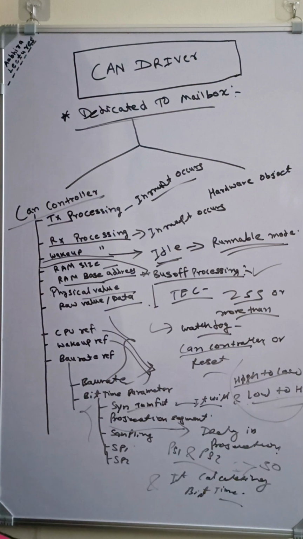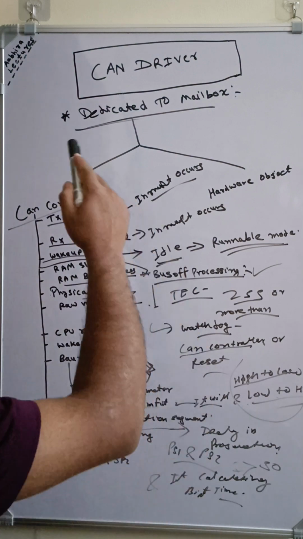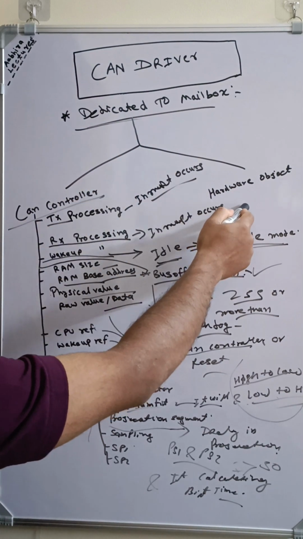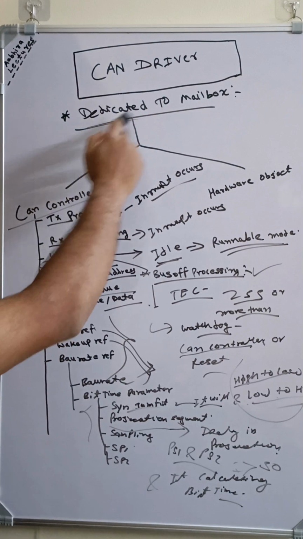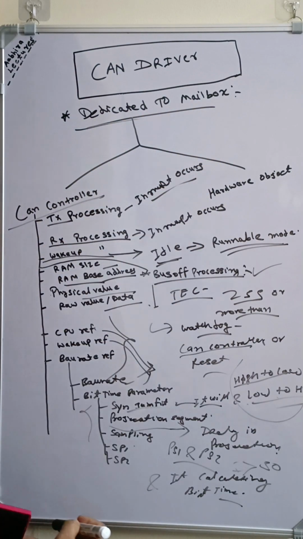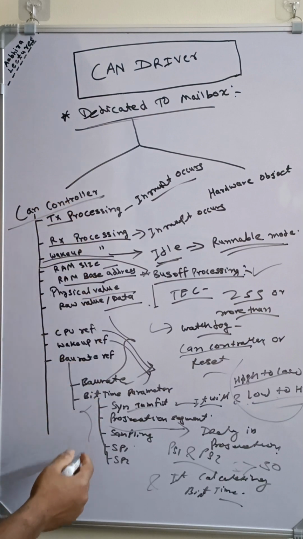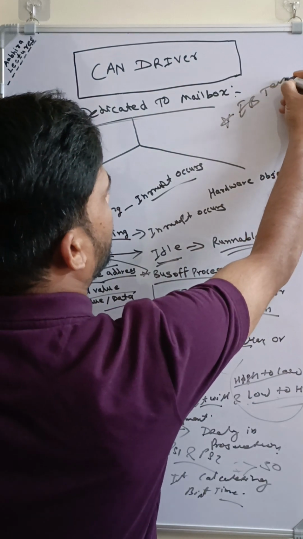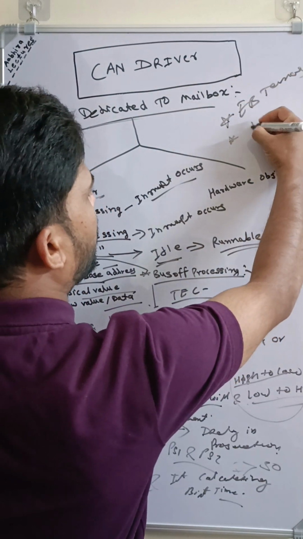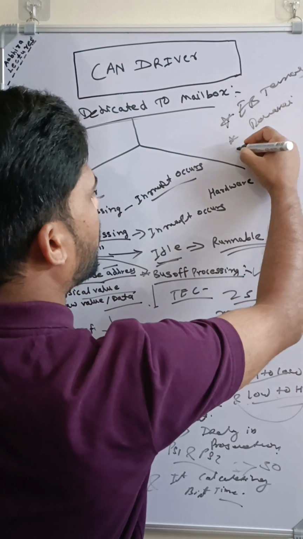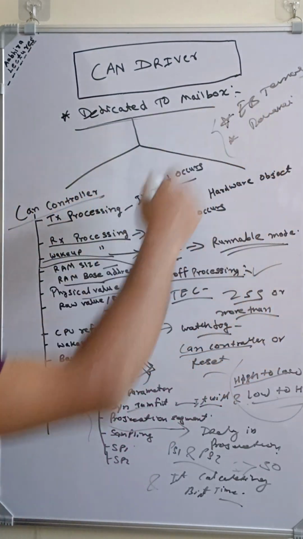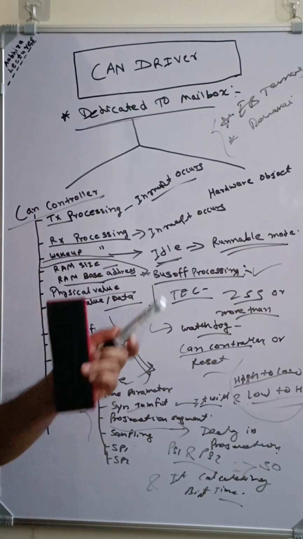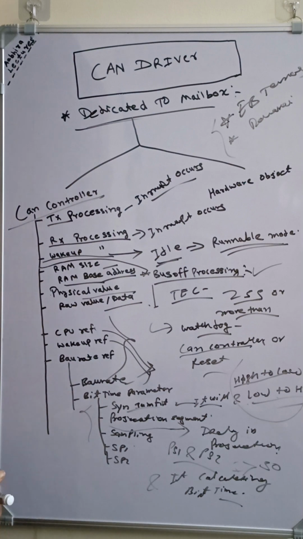In the CAN driver there are two containers, CAN controller and hardware object. The CAN controller is basically dedicated to the mailbox. In the CAN controller, these are the parameters we have to configure. Some tools are used to configure them, like AUTOSAR tools and DaVinci. It depends upon the company, which use different AUTOSAR tools, and Vector uses DaVinci Configurator.